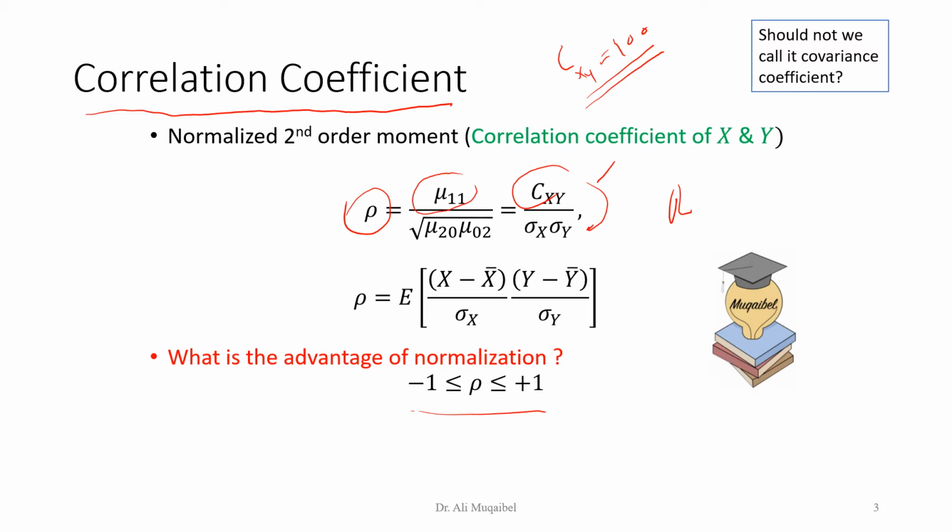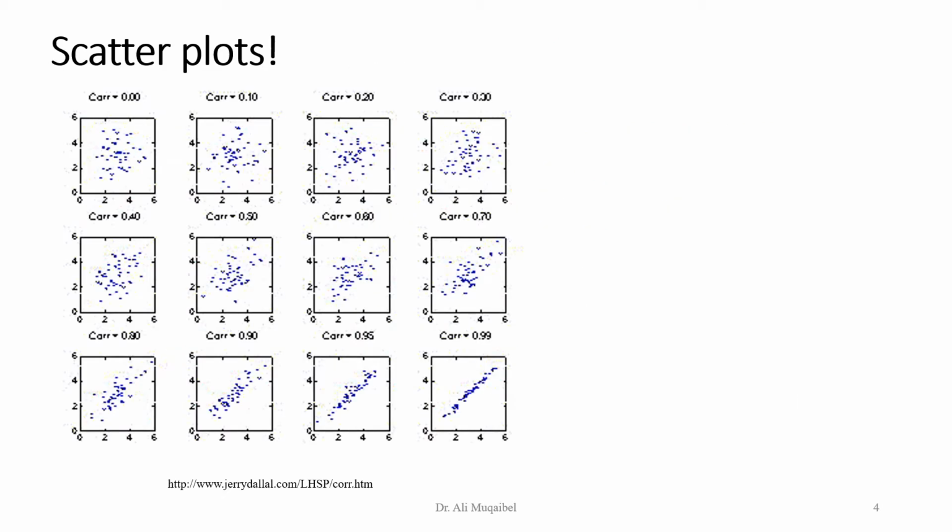As I mentioned, the advantage is that the correlation coefficient is from minus 1 to plus 1. And in this graph, we're going to see some examples. You see here the value of the correlation, starting from 0 up to 0.999. The x-axis is x and the y-axis is y. So if the correlation is 0, you can see that all the points are scattered. As we increase the correlation in a positive manner, we see that increasing x results in increasing y, and we get almost a straight line here.